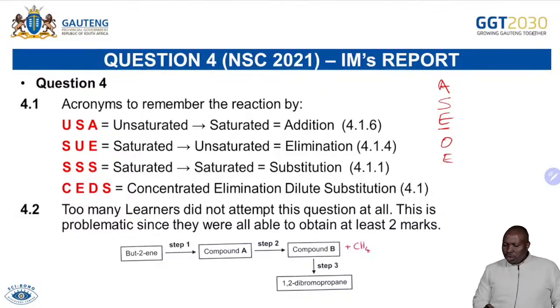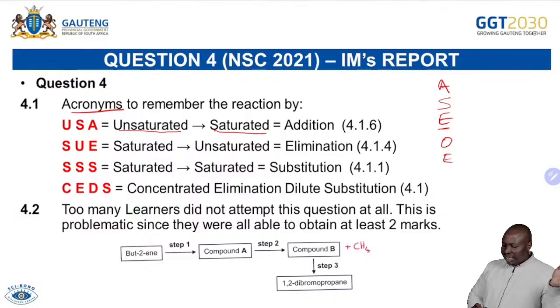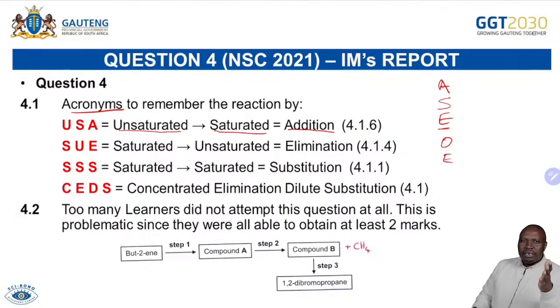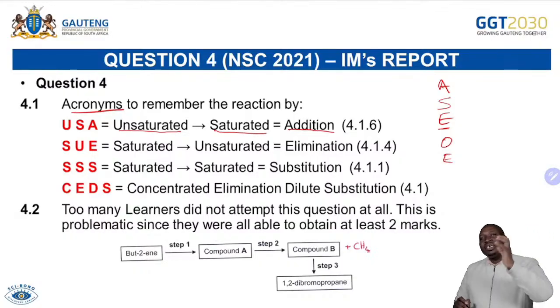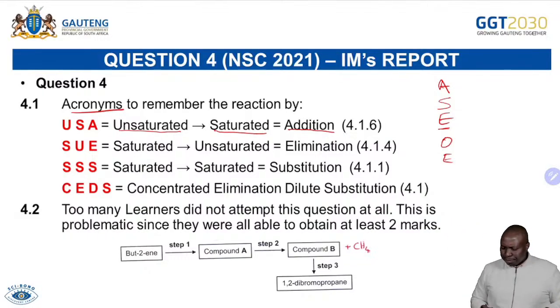Now, we are saying USA. These acronyms, always remember them. To say USA, we're saying unsaturated becoming saturated. So when you have a double bond becoming a single bond, that reaction is called addition. When you see a double bond, you know that a double bond can only undergo one reaction in terms of our syllabus, and that reaction is addition, which means USA: unsaturated, which in this case is a double bond, becoming saturated, which is our single bond. The reaction is called addition.